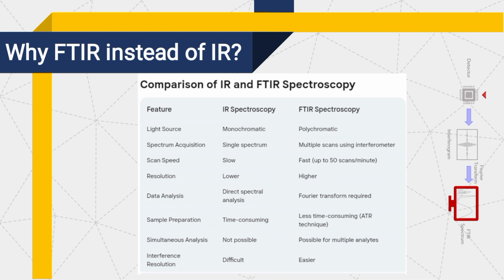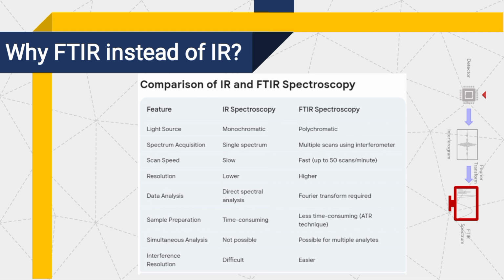Number two is spectrum acquisition. A single spectrum is produced by IR spectroscopy, while multiple scans can be produced by using FTIR. Scanning speed of IR spectroscopy is low, and FTIR spectroscopy can scan up to 50 scans per minute. Resolution of IR spectroscopy is low and that of FTIR is high, so it is more preferable one.